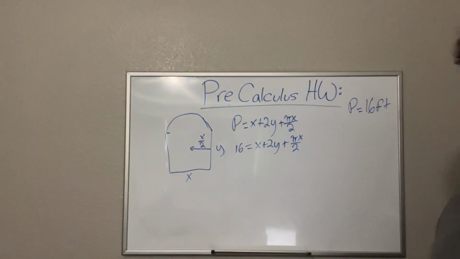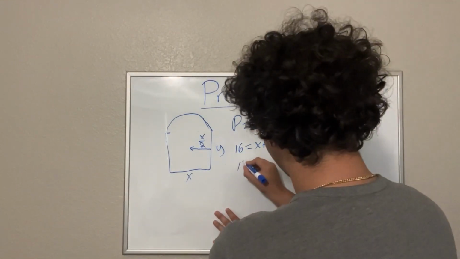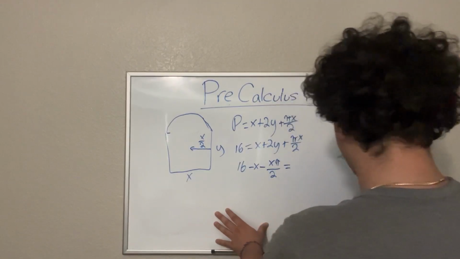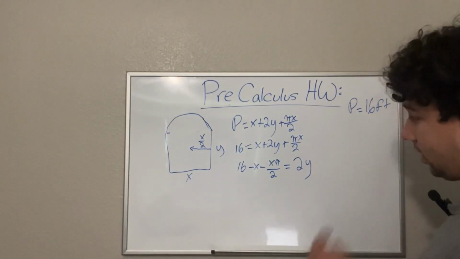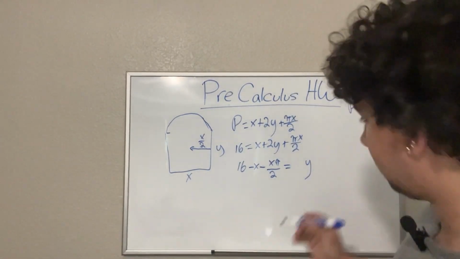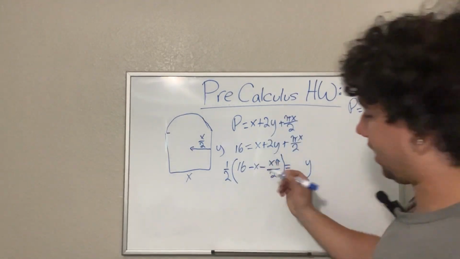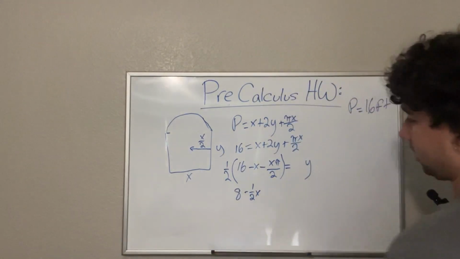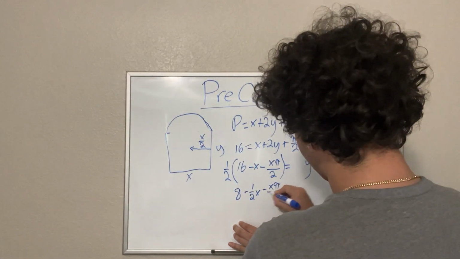Okay. Well, now from here, I'm just going to solve. So I'm going to subtract x and subtract pi x over 2. So 16 minus x minus pi x over 2 is equal to, in this case, 2y. Well, now I'm going to have to divide everything by 2 here. I think it might be easier in this case to multiply it by 1/2. I'm seeing a lot of things that might reduce themselves easier if I just multiply by 1/2 instead of dividing by 2, which is the same thing. It just looks a little bit cleaner to me. 1/2 times 16, that's 8. Negative x times 1/2 is just negative 1/2 x. And then 1/2 times negative pi x over 2 is just negative pi x over 4.